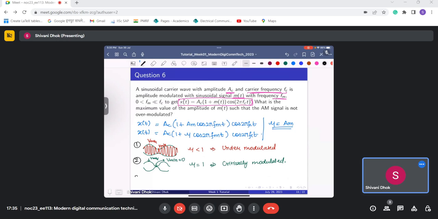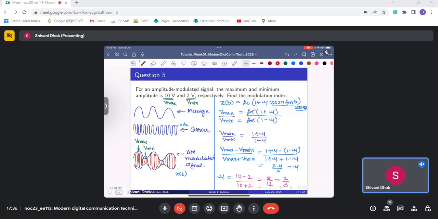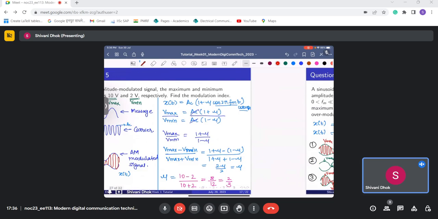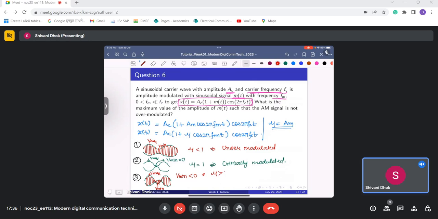And the third case is when something like this happens. Here, if you observe, this is my Vmin and this is my Vmax, and Vmin is negative, less than 0, which means that the formula (Vmax minus Vmin) upon (Vmax plus Vmin) will lead to a value of μ greater than 1, and this is the case when it is overmodulated.